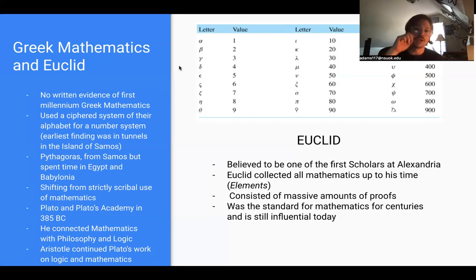And then we come to Euclid, who was believed to be one of the first scholars of Alexandria, and he produced the Elements, which was basically a collection of all mathematical discoveries up to this point. He collected them all into one book and published it, and it is one of the most published books of all time, published and translated second only to the Bible. So pretty important to all cultures around the world. It really was just proof after proof, and not a whole lot of extra stuff, just the real meat of mathematics. It was the standard for centuries, and it's still influential today in the mathematical processes and geometrical proofs we have today.